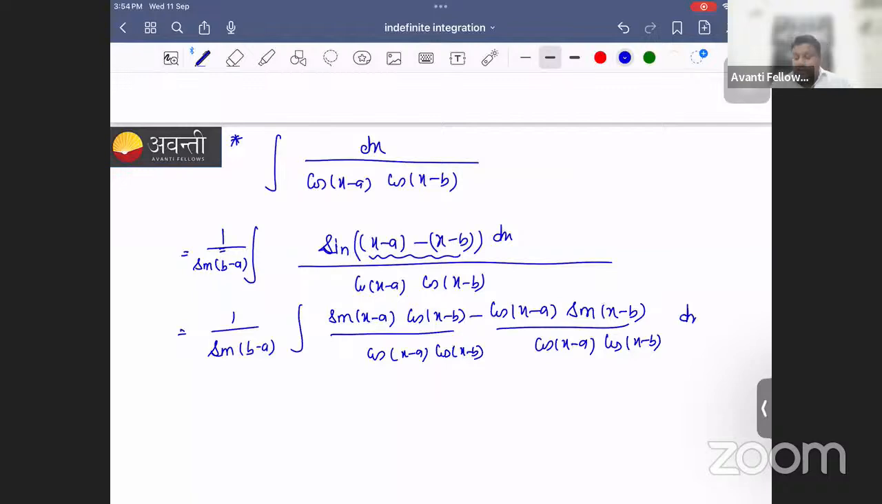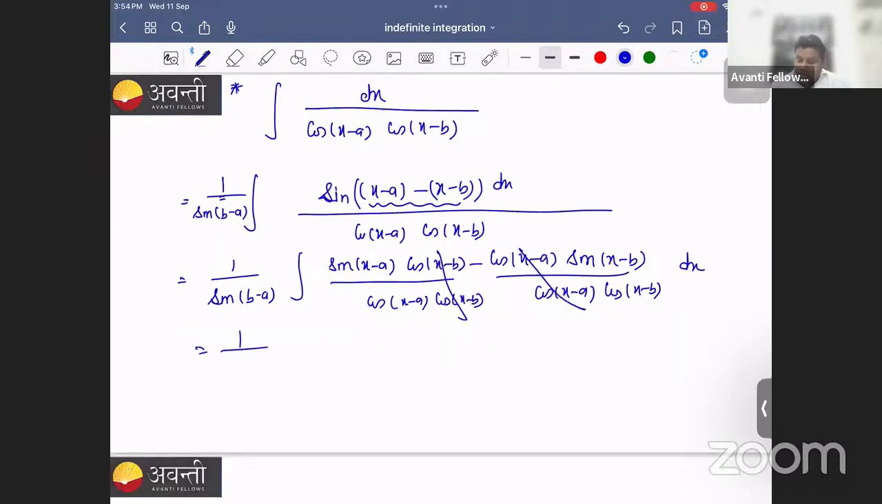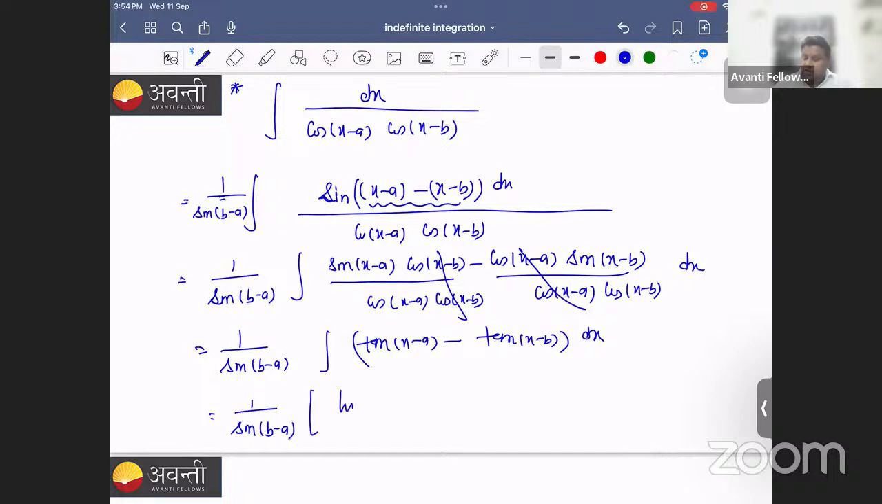I split the denominator once again. Cos of x minus b cancels here, cos of x minus a cancels here. So it became 1 upon sin of b minus a, integration of tan of x minus a minus tan of x minus b, dx. And now we know the individual integrations. Ln of sec of x minus a minus ln of sec of x minus b, plus constant. Got it? Simple question, but it's a very good question.